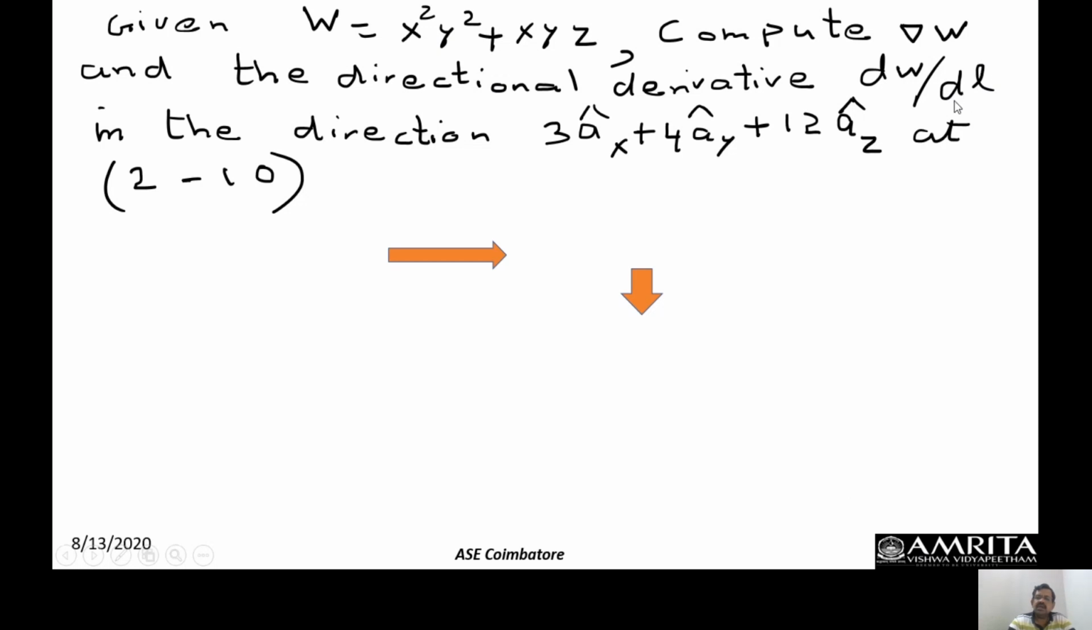I will rather call it an infinitesimal distance, because I don't want you to think of this dl as displacement. I rather want you to think of it as distance. It's an infinitesimal distance. I am trying to be very careful and precise. In the direction 3ax hat plus 4ay hat plus 12az hat, at (2,1,0). So this is the question. There is a direction, and a particular point is also given. So I have to find this.